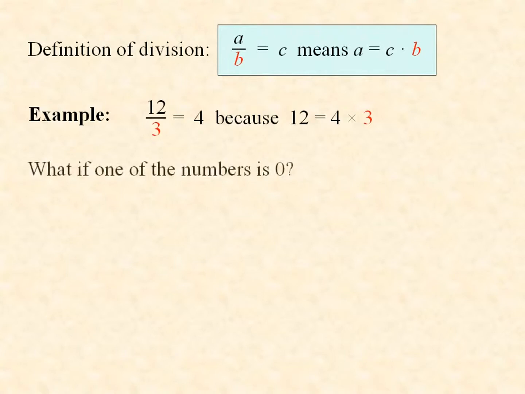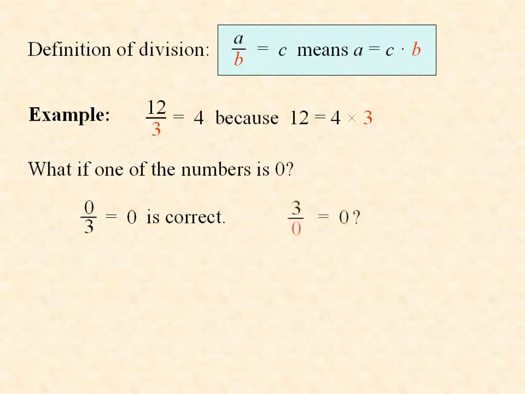What if one of the numbers is 0? Is 0 divided by 3 equal to 0? Well, that's the same as saying, is 0 equal to 0 times 3? And of course it is. So 0 divided by 3 is equal to 0.